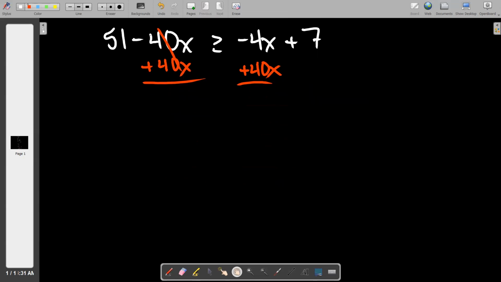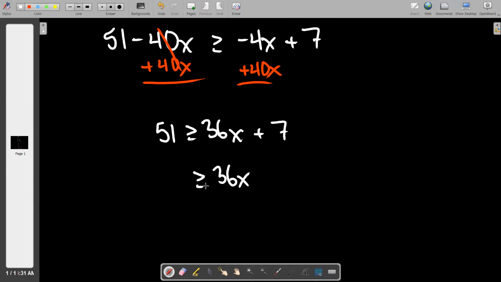if this is your thing, then your problem is now going to say 51 is greater than or equal to 36x plus 7. And then what do we do? Minus 7, leaving us with 36x still on the wrong side, but it's all good. 51 minus 7 is 44. And then we divide both sides by.